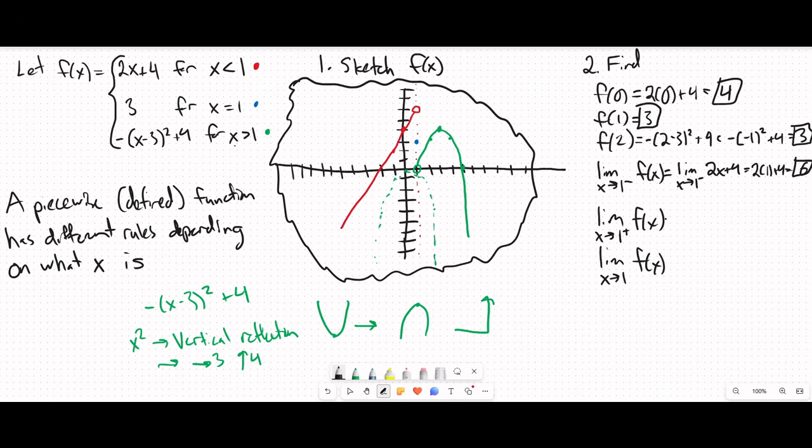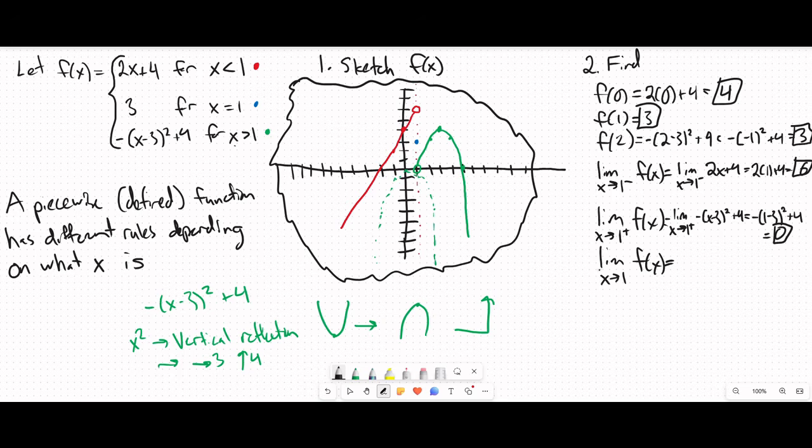For this one, we're going to use a similar trick. We're going to look at the rule that tells us about things bigger than 1. That's going to be this last rule. So we'll have the limit as x approaches 1 from the positive direction of negative (x minus 3) squared plus 4. And we can plug that in. That's going to give us negative (1 minus 3) squared plus 4. That's going to be negative 2 squared plus 4, which equals 0. And we'll just note that agrees with our picture. As did this, by the way.